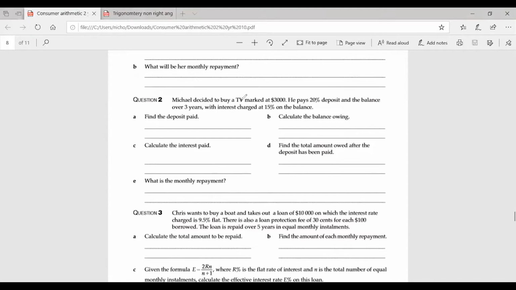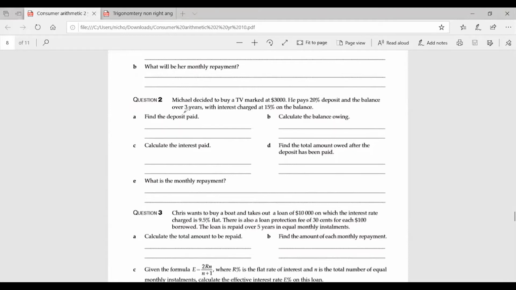So Michael decided to buy a TV marked $3,000. He pays 20% deposit and the balance over 3 years, with interest charged at 15% on the balance. So find the deposit paid. So he paid 20% as a deposit. So how do we find that?